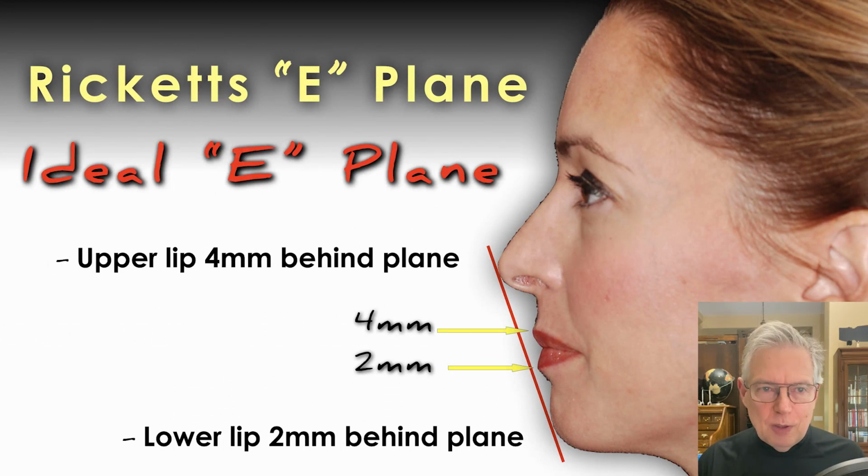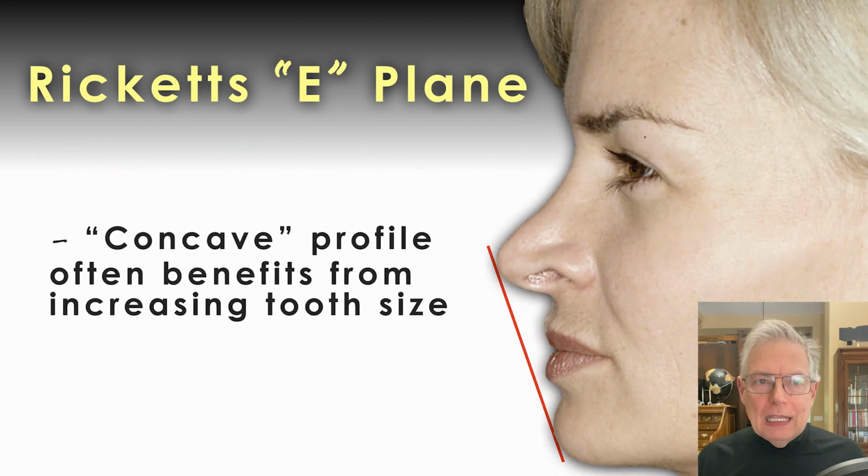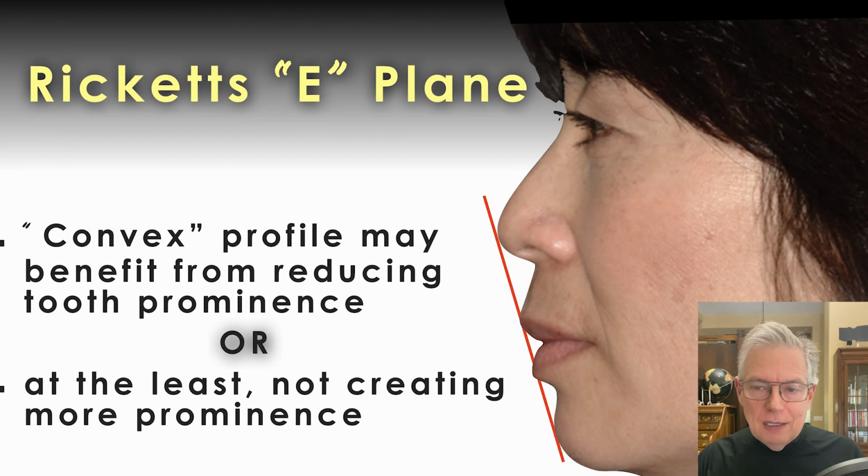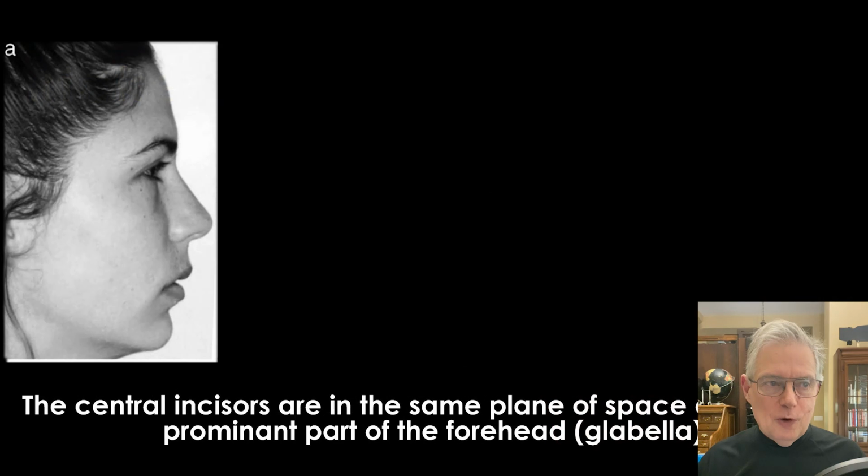Now, we don't just look from the front, we also look from the side, and this is one that we've been looking at for a number of years. It's called Ricketts E-plane. There's an ideal E-plane there, and you can see the upper lip about 4 millimeters behind, the lower lip about 2 millimeters behind. If people have a concave profile, often they will benefit from having that profile brought forward, and you can do that with increasing tooth size because you can increase that curve, make it stretch out a little bit more. Convex, they may benefit from reducing that because they probably already have prominent. At least we don't want to increase the prominence of those front teeth and create what could be seen as something that was pushing out forward.